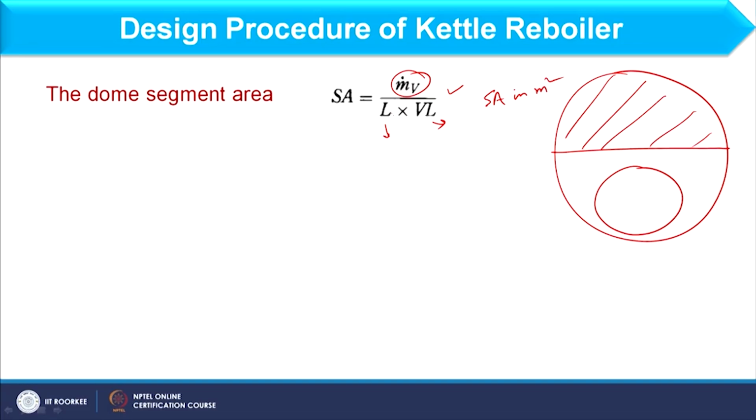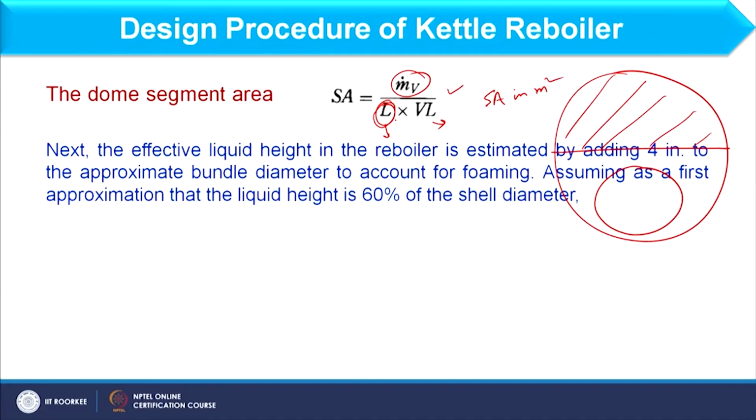Okay. And this L should be L effective of tube, because only that section is available for transfer of heat. However, length of the shell is significantly higher than the tube length. Okay. So, once you are having dome segment area, we have to follow some guide. Now, if you are having dome segment area, we should follow a rigorous method.